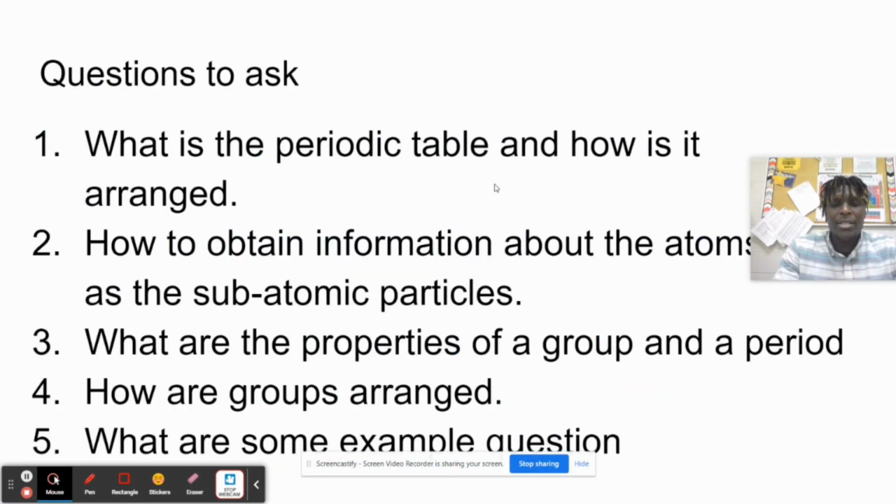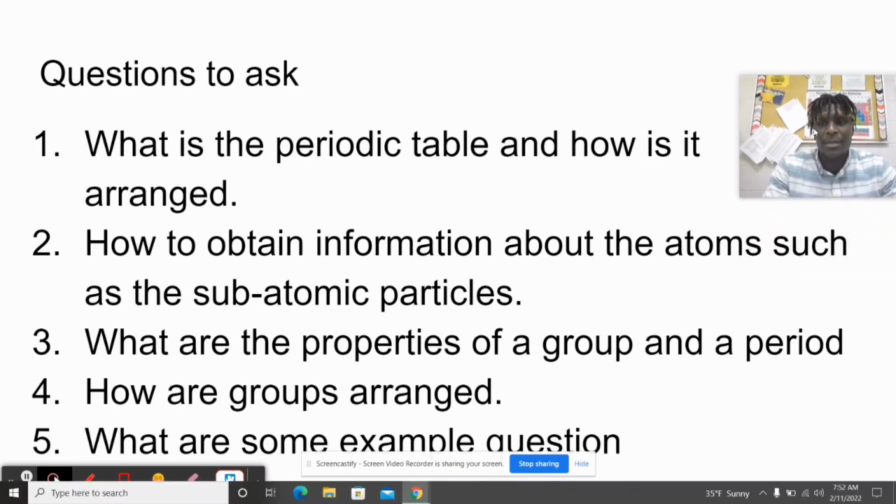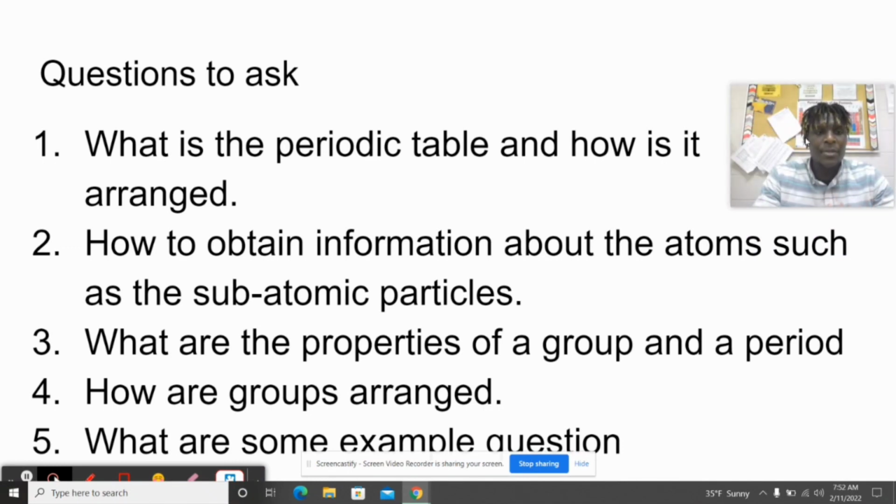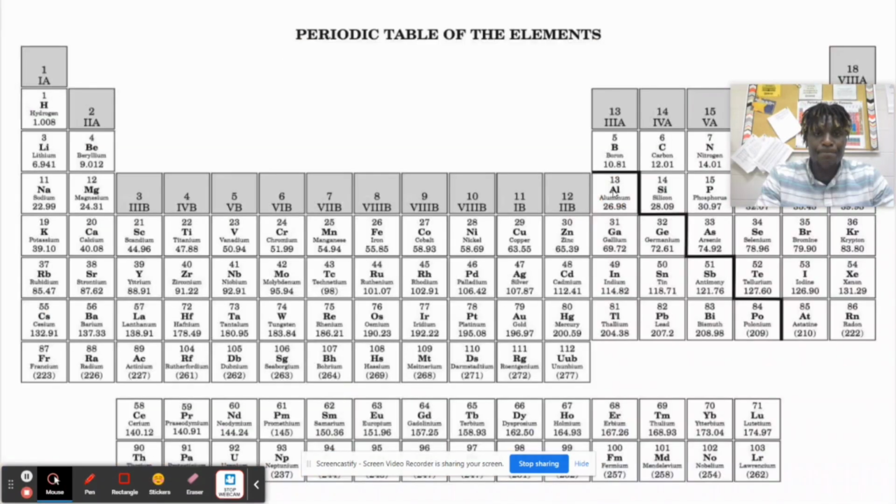So, first, we need to ask ourselves some questions. These are the questions that we're going to be looking at. The first one is, what is the periodic table and how is it arranged? Number two, how to obtain information about atoms, such as the subatomic particles. Number three, what are the properties of a group and a period? Number four, how are groups arranged? And then we're going to be looking at some example questions. All right, so let us begin.